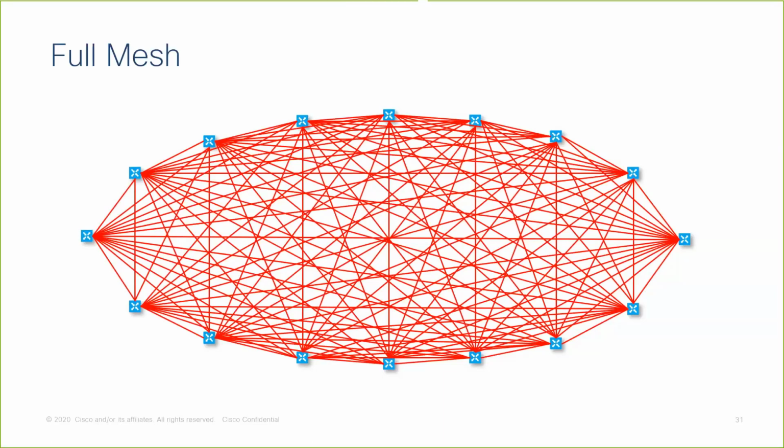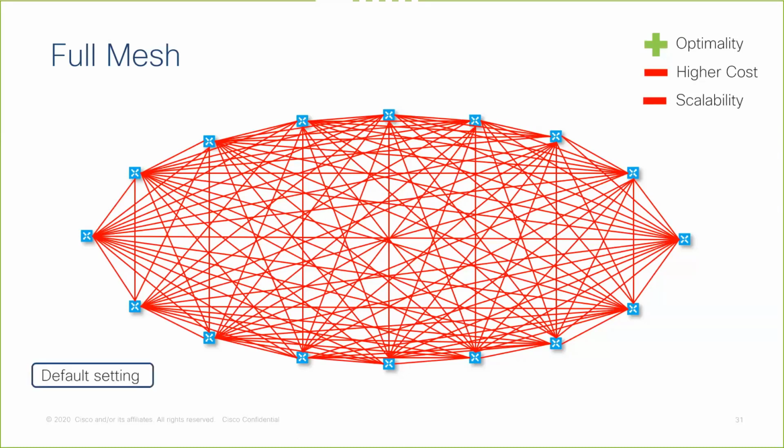My apologies. Full mesh is awesome. Full mesh is fantastic. Why? Because it's optimal, and it looks amazing and everything will work fantastic. But what are the downsides? It's quite expensive and also it's not scalable. Whenever you add a new device to your topology, then you will have to modify all the other devices. It gets complicated. What did you get? Well, you get optimality, but at which price? So it depends on what your needs are. This is our default setting.